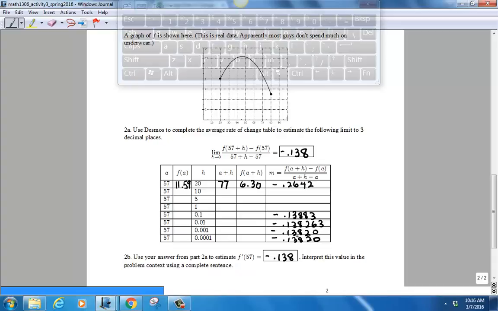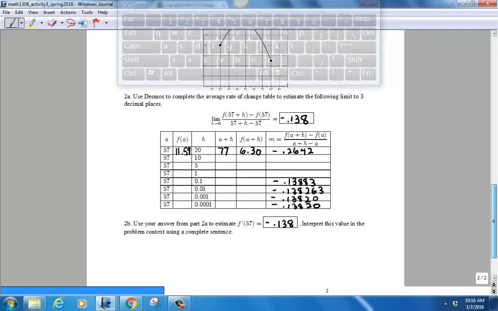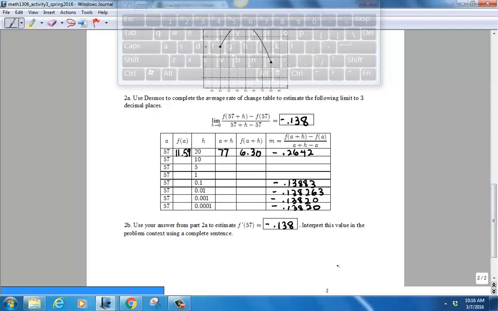Everyone got the same value, so we don't have to worry about different people drawing different tangent lines and coming up with slightly different numbers. By the way, what does that tell us about this particular situation? How do we interpret that instantaneous rate of change in context? So you would say, at x equals 57, or you could say at age 57, if you want to be more precise, what?